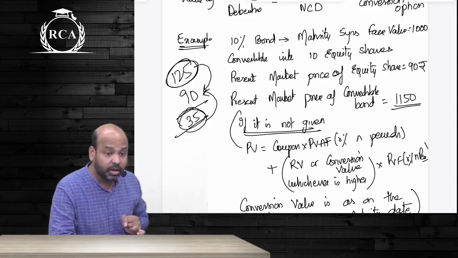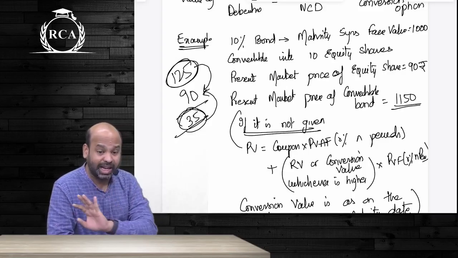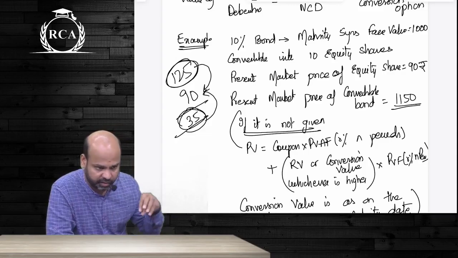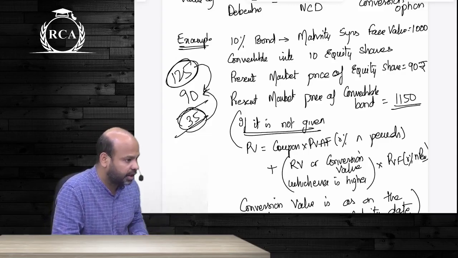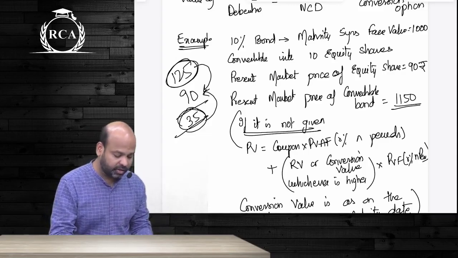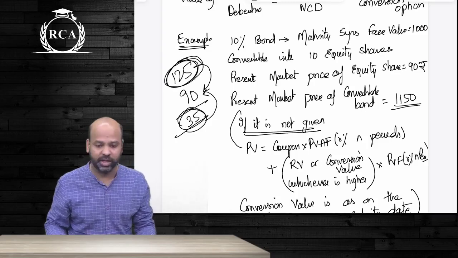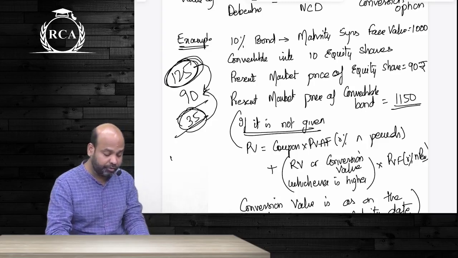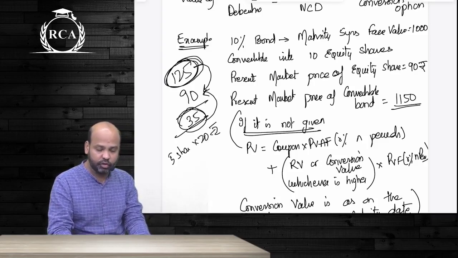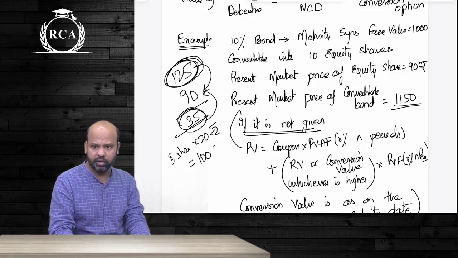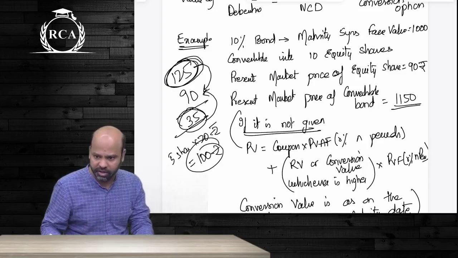The other concepts that we did in relation to convertible securities were conversion premium and conversion value. This conversion value is not as on the maturity date. This conversion value is as on the current date. Let us say this convertible bond, whose market price is 125, is going to give you 5 shares, and the market price of each share is 20 rupees. So as on the current date, what is the value of those underlying 5 shares? 100 rupees.